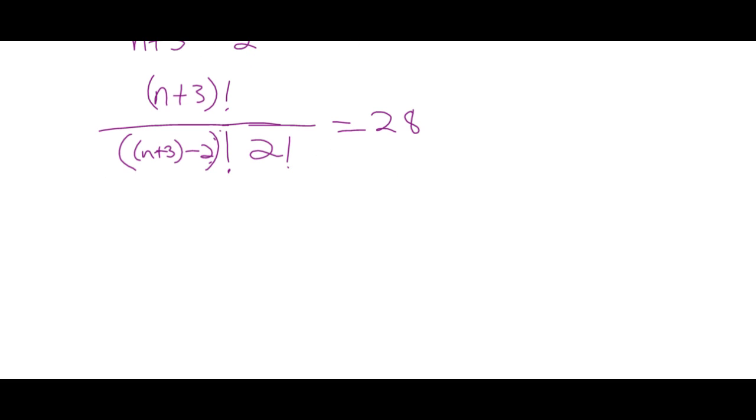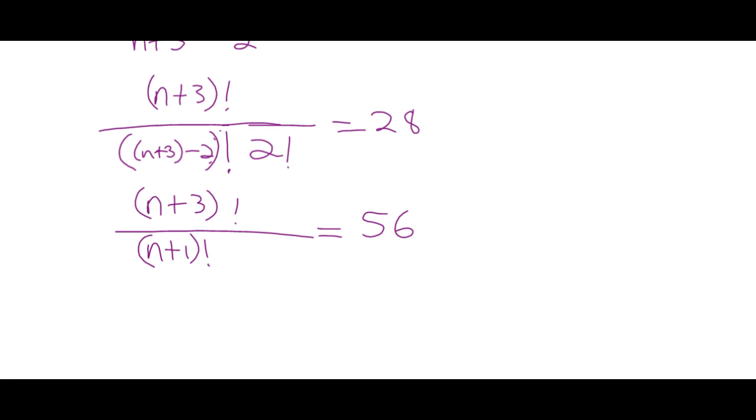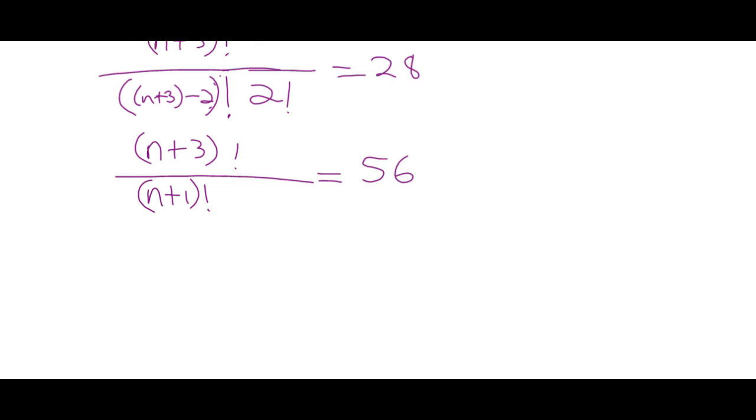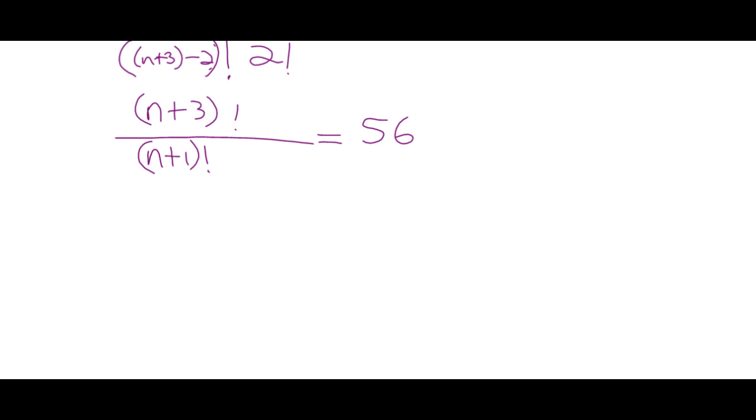Okay, I'm going to do 2 things at once here, right? So I'm going to leave the top. It's n plus 3 factorial. N plus 3 minus 2. What's n plus 3 minus 2? N plus 1. And I'm going to multiply both sides by 2 factorial, which is 2, giving me the 56. So we take the larger expression. What's bigger, n plus 3 or n plus 1? N plus 3. We expand it. N plus 3 times n plus 2 times 1.